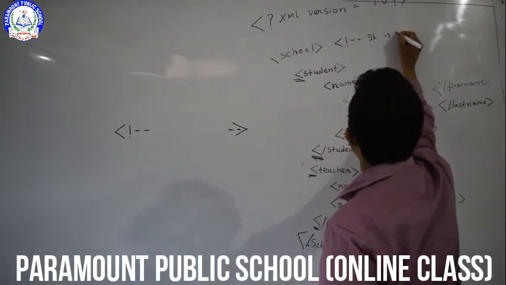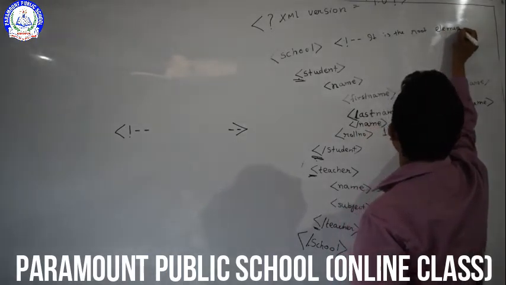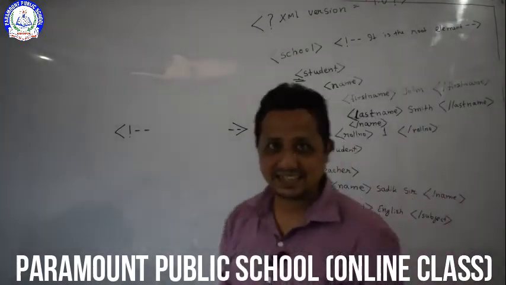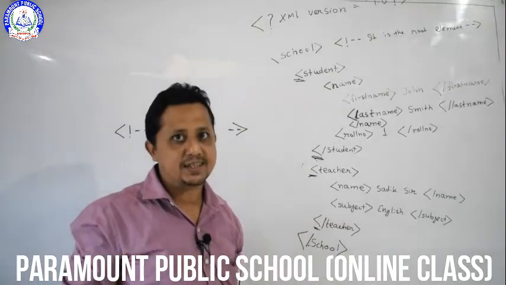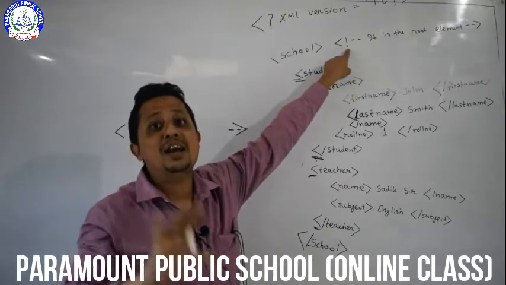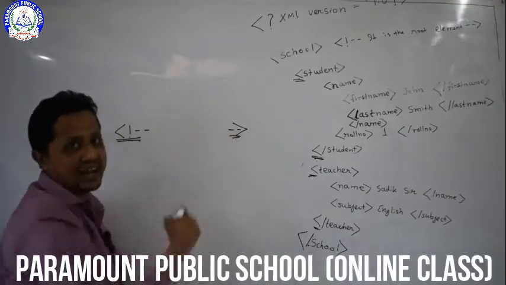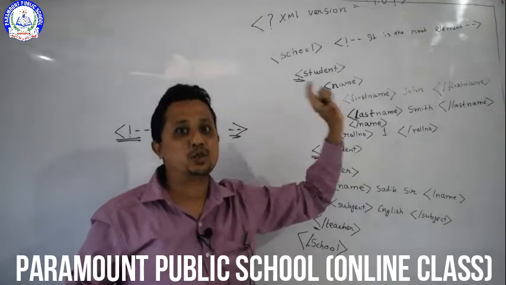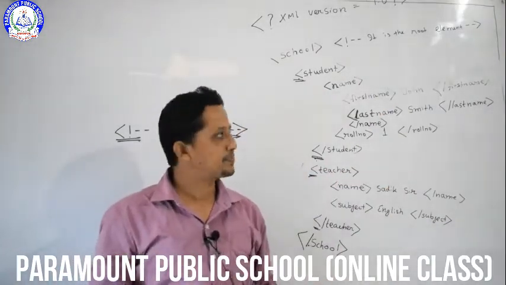It is the root element, then dash dash. See, when this particular XML document gets processed, this line will not be processed because of this sign. The converter or the interpreter understands that this is a comment, so it is not related to any of the processing of this XML document.